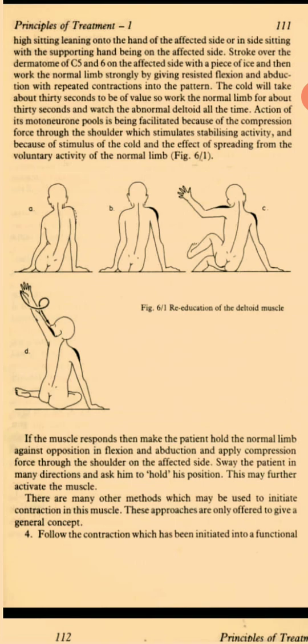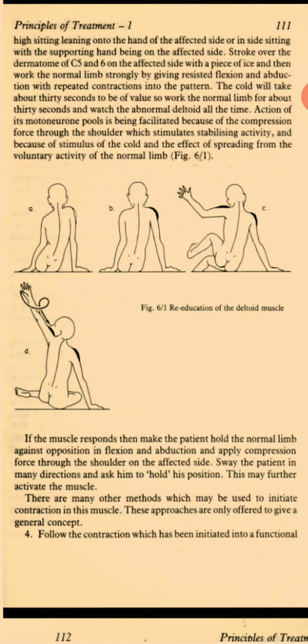Action of its motor neuron pools is being facilitated because of the compression force to the shoulder, which stimulates stabilizing activity, and because of the stimulus of the cold and the effect of spreading from voluntary activity of the normal limb.